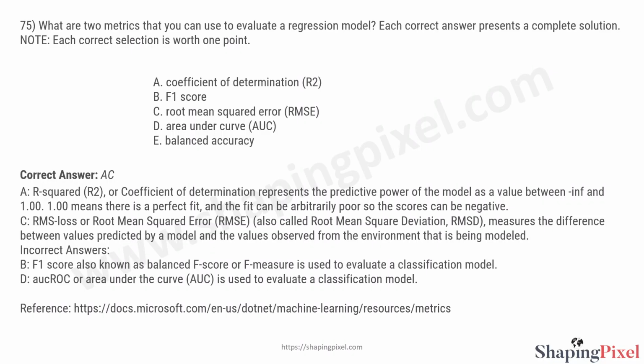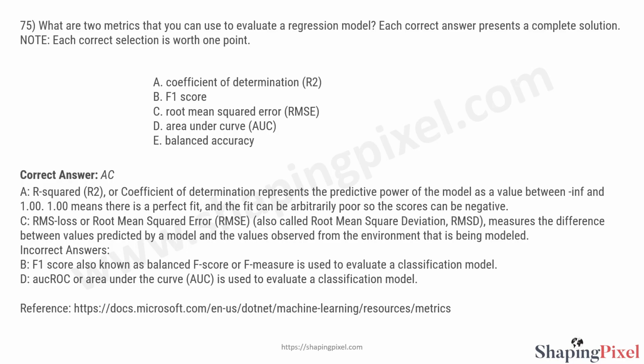Option A, R squared, or coefficient of determination, represents the predictive power of the model as a value between negative infinity and 1.00. 1.00 means there is a perfect fit, and the fit can be arbitrarily poor, so the scores can be negative. Option C, RMS loss or root mean squared error, measures the difference between values predicted by a model and the values observed from the environment that is being modeled.